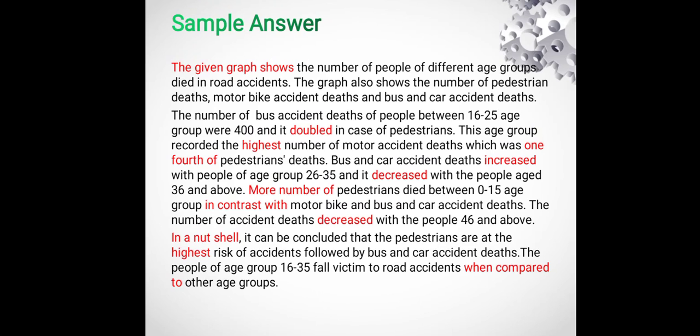Now look at the body. The number of bus accident deaths of people between 16 to 25 age group were 400. It is there in the graph itself. You can see once again. And it doubled in case of pedestrians. Pedestrian deaths are 800. So I used the word doubled.